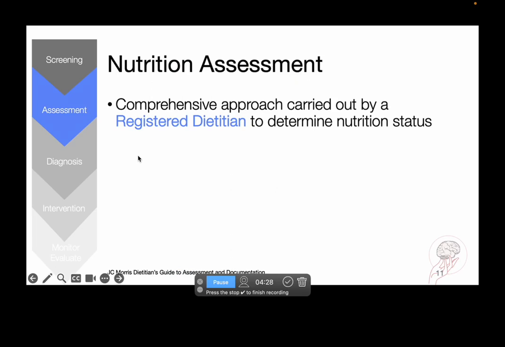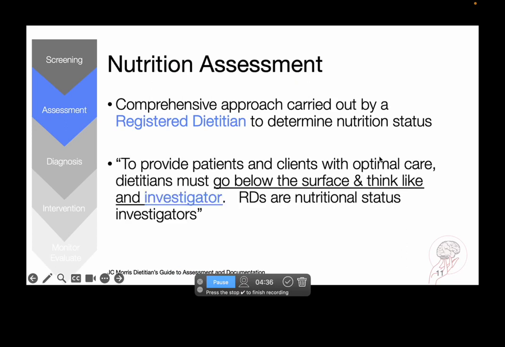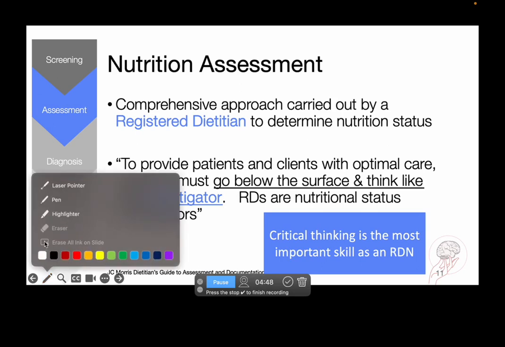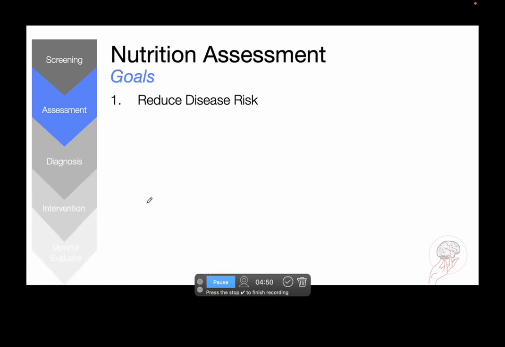So the nutrition assessment is a comprehensive approach carried out by a registered dietitian to determine nutrition status. To provide patients and clients with optimal care, dietitians must go below the surface and think like an investigator. RDs are nutritional status investigators. Critical thinking is the most important skill that we can use.